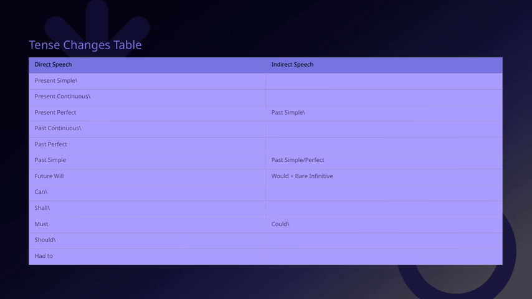It's important to notice these patterns because they help ensure our reported speech stays grammatically correct and clear. Connecting this to our overall theme, mastering tense changes is crucial for accurate and natural communication, especially when reporting statements or questions. It keeps our storytelling or reporting precise and professional.